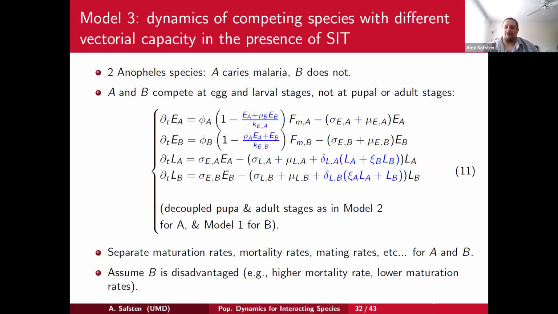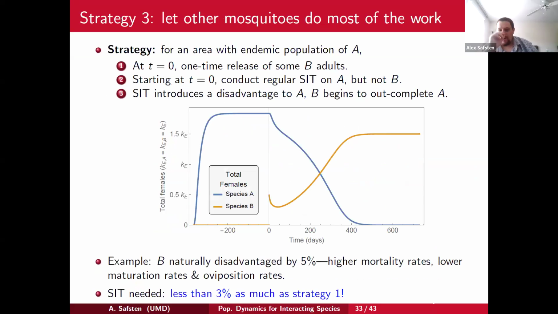We'll assume that it has higher mortality rates, lower maturation rates, just so that its population is disadvantaged. In fact, we're going to make it disadvantaged by 5%. So we will make all of the parameters either 5% bigger or 5% lower, depending on which one is less helpful for that species.